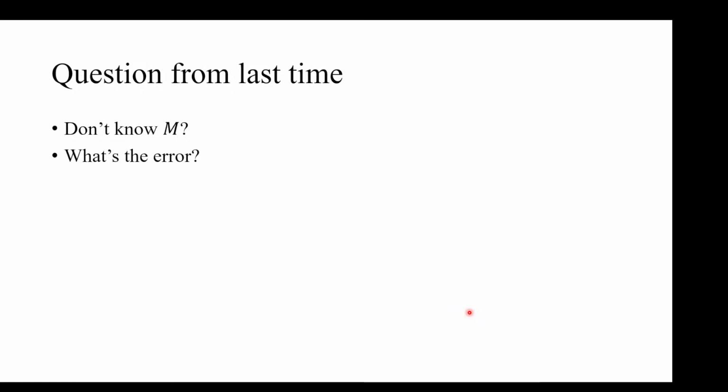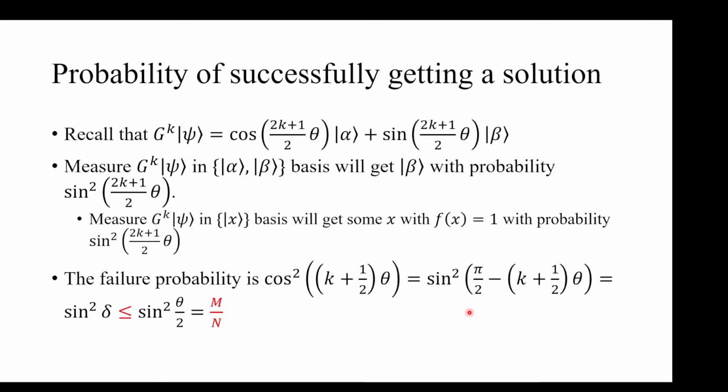So any questions so far? If not, let's start with the probability of success. As we said, after we do k Grover iterations, our state is cosine of (2k plus 1) over 2 theta alpha plus sine of (2k plus 1) over 2 theta beta. So basically our angle is (2k plus 1) over 2 theta.